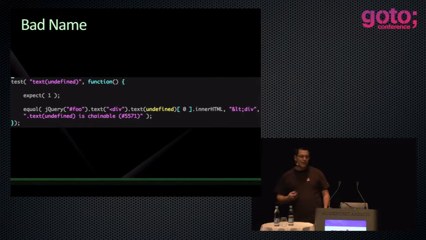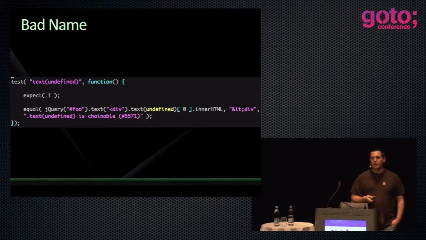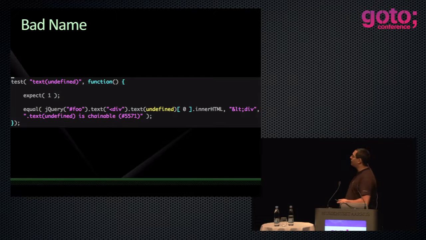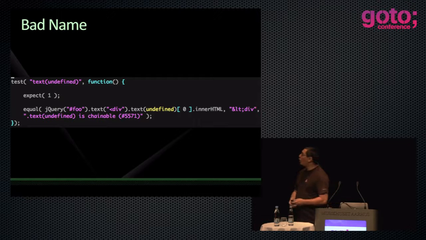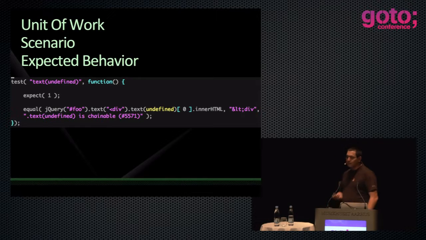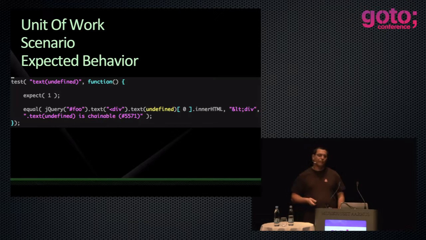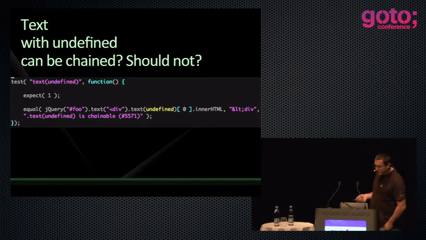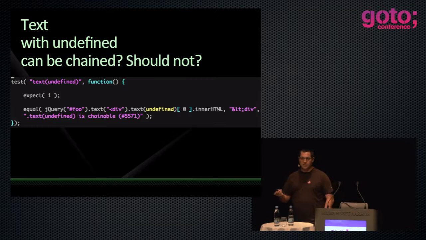Okay? So the way I like to name my test is that I have 3 pieces of information somewhere so that the reader can understand what's going on. And I find that even if you leave out one of those things, the reader is going to have questions. And then they have to read the code of your test. In this case, it's the unit of work or the entry point to the unit of work. And then we have scenario, which is under which conditions are we testing. In this case, the scenario is undefined. And then the expected behavior. And it should be in the name. So in this case, it would be text with undefined, and then I would either write can be chained or should not be chained. Either one.